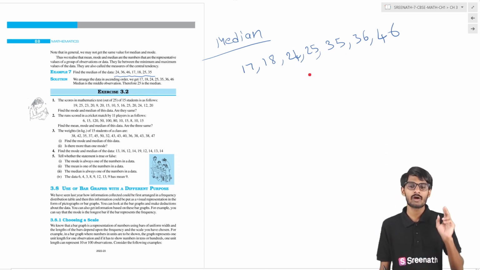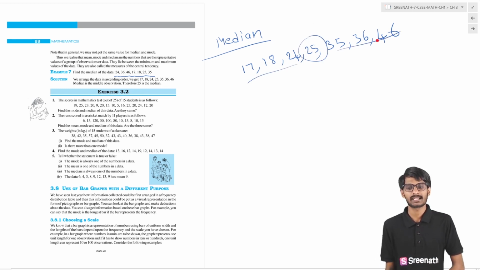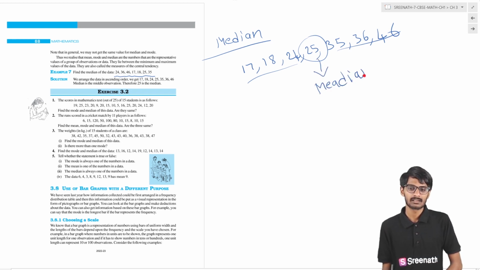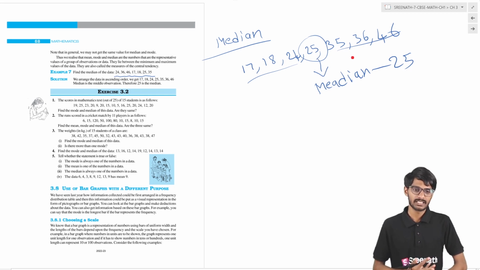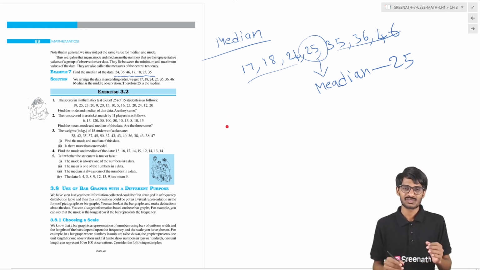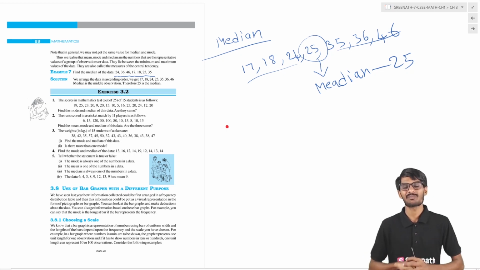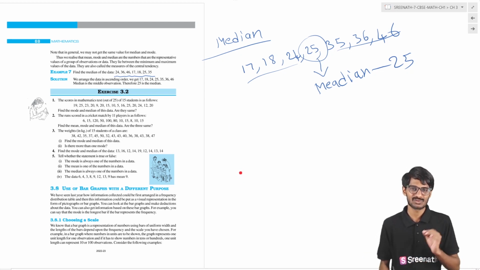Now we have to pick up the middle number, students. So this is the middle number, the middle of the data. We call this the median. Median is 25. The middle value in the data is the median, students. That's it, students. In this way you have to do it. So I think we have understood mean, median and mode. We have completed these 3 topics in this video, students.